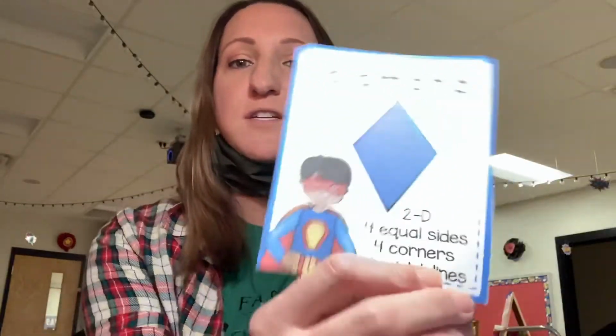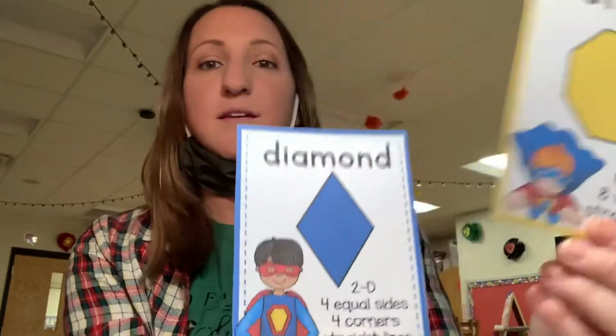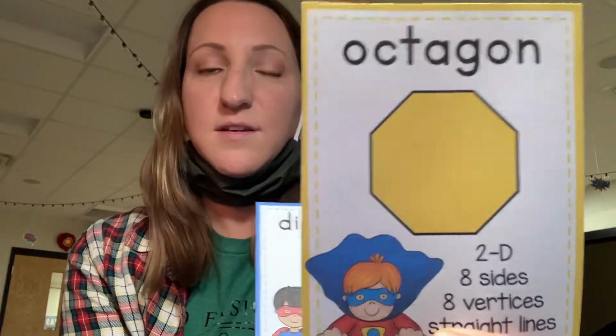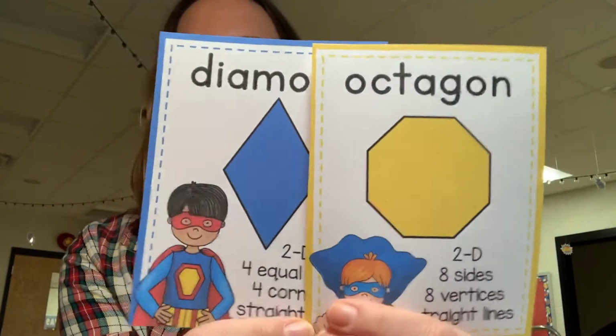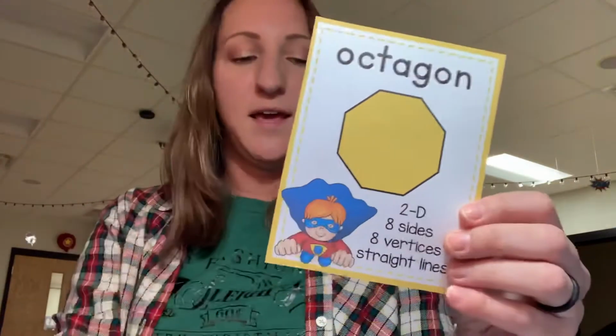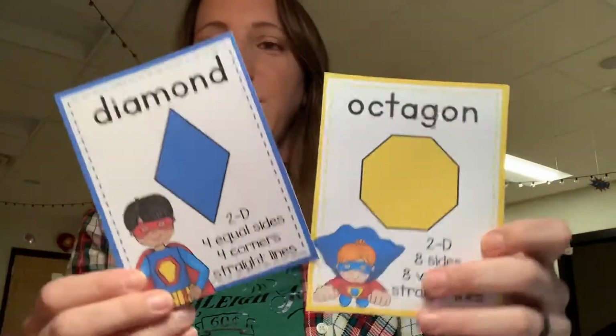So what was the first shape we talked about? A diamond, and then an octagon. So those are our 2-dimensional shapes. If you are in a Google Classroom, there is an activity posted in there today where you get to sort octagons and diamonds. Okay, now that we have learned octagon and diamond, let's go back and review the other 2D shapes we've learned so far.